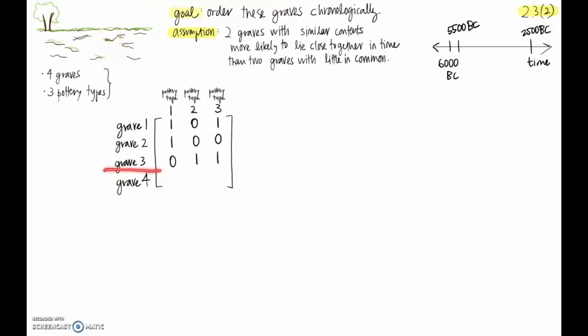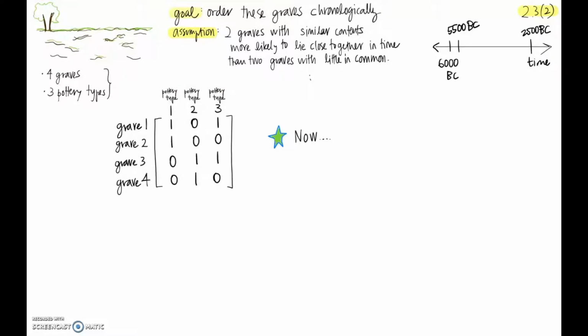And in the third grave, I didn't have any pottery type 1, but I did have some pottery that were similar to type 2 and 3. And so actually already I can see something about graves 2 and 3. They don't have any pottery in common. And so these 2 graves are further apart chronologically. And then grave 4, it doesn't have any pottery type 1, but it does have pottery type 2 and nothing from pottery type 3.